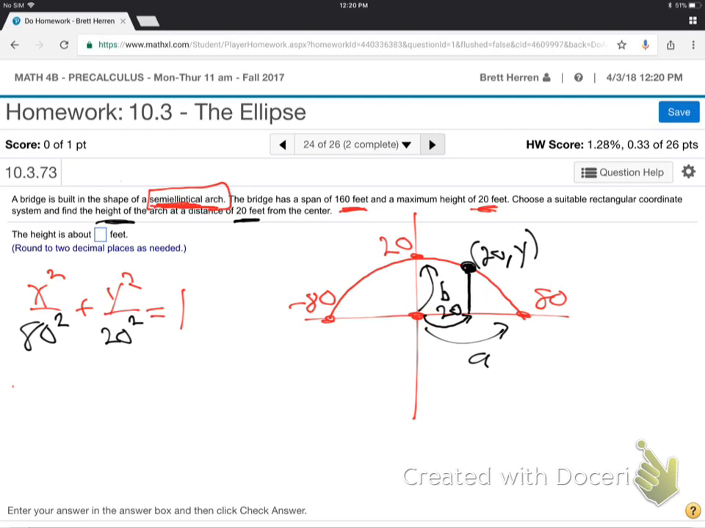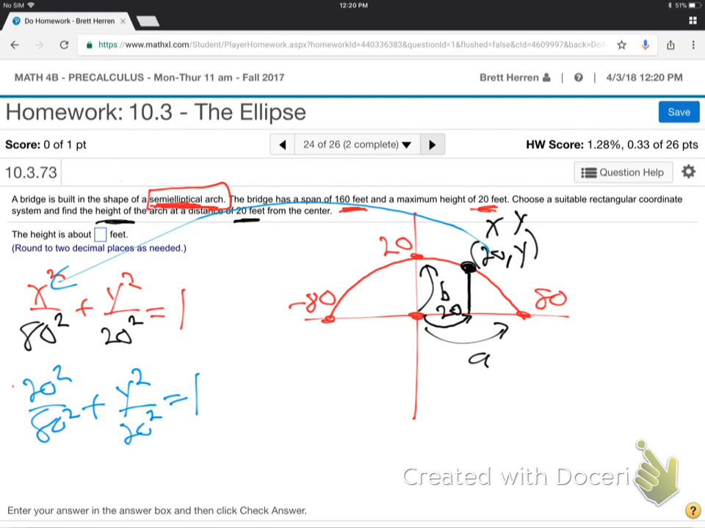So how do I figure that out? Just plug it in. X is 20, y is y. So literally just plug it in. So this will be 20 squared over 80 squared plus y squared over 20 squared is 1, and solve for y. Does that make sense? I put 20 in there, and y is just y. How we doing? Just making sense?